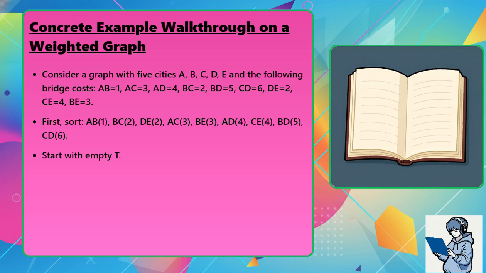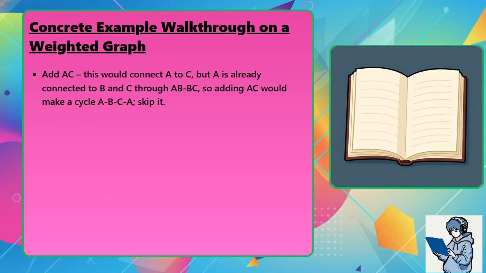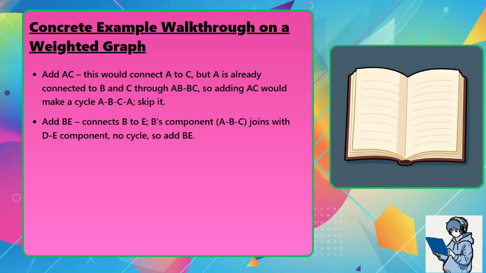Start with empty T. Add AB, no cycle. Add BC, connects B to C, no cycle. Add DE, connects D to E, no cycle. Add AC. This would connect A to C, but it is already connected through AB and BC, so adding AC would make a cycle ABCA, skip it. Add BE, connects B to E. B's component of BC joins with the DE component, no cycle, so add BE.